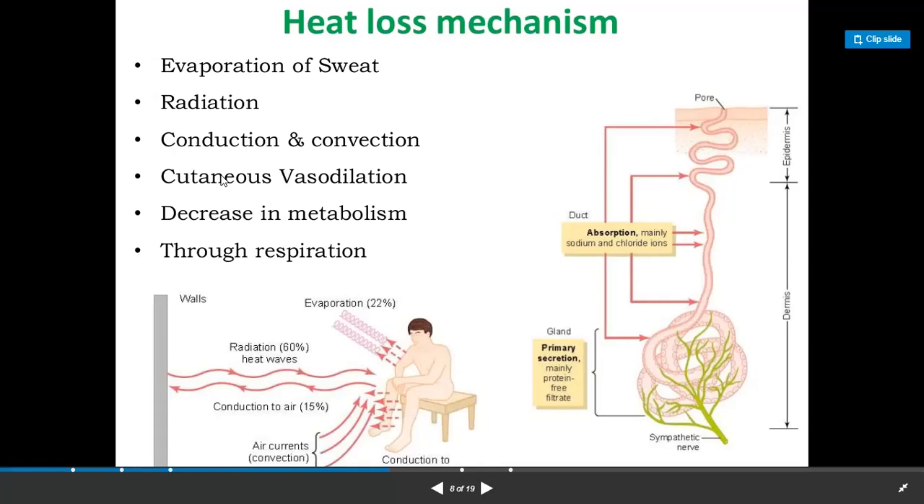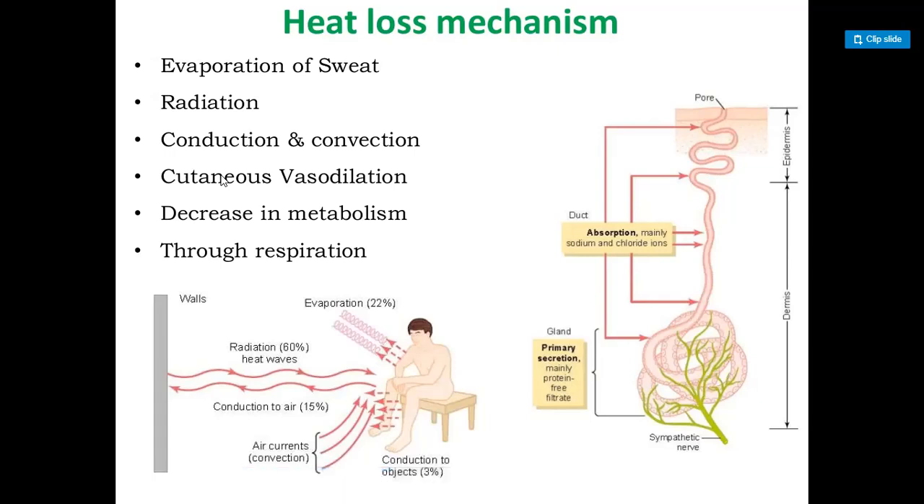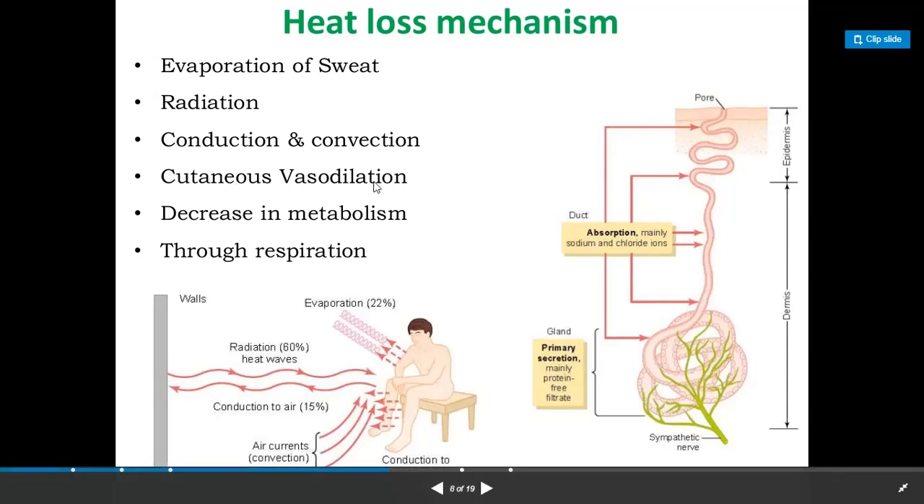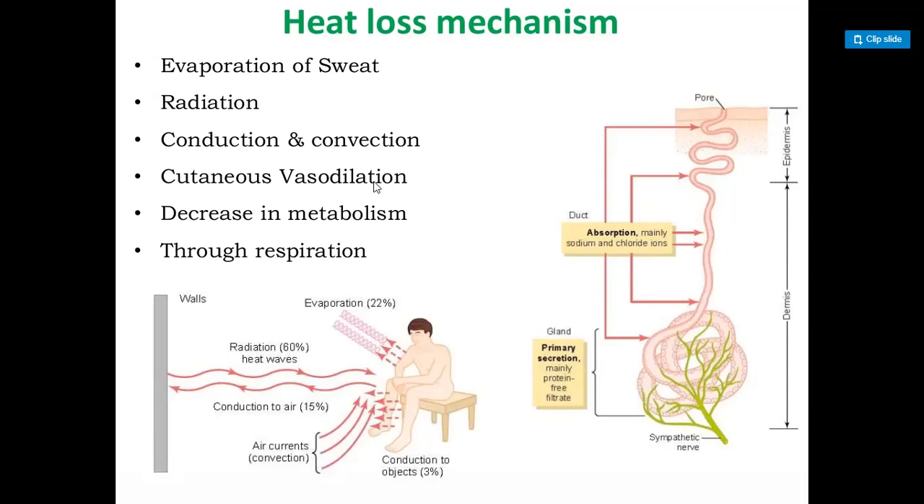Then cutaneous vasodilation. Remember we said when you want to gain heat, there's vasoconstriction. When you want to lose heat, there's vasodilation. So when there is cutaneous vasodilation, the blood vessels close to the surface of your skin dilate and more blood flows to the surface of the skin. Why? So that the heat in that blood can be conducted away from your skin. You can lose that heat in the blood through the skin because you want to lose heat.